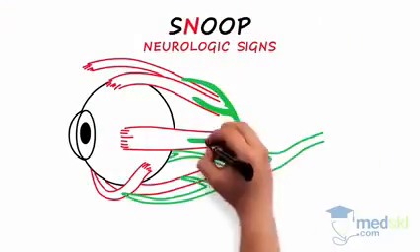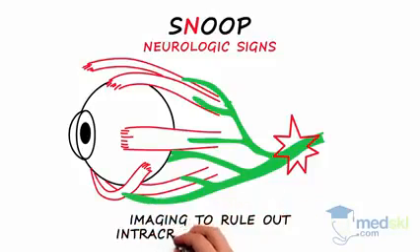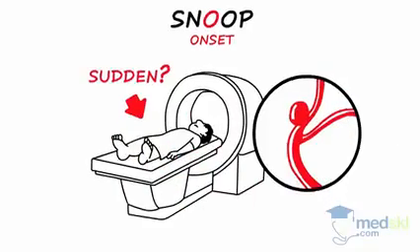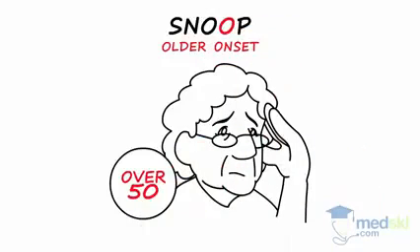N refers to neurologic signs like cranial nerve palsies or paralysis. Imaging needs to be ordered to rule out intracranial pathology. O refers to onset. If the onset is sudden, imaging may be needed to rule out a ruptured aneurysm. O also refers to older onset. If the patient is over 50, this can be cause for concern.